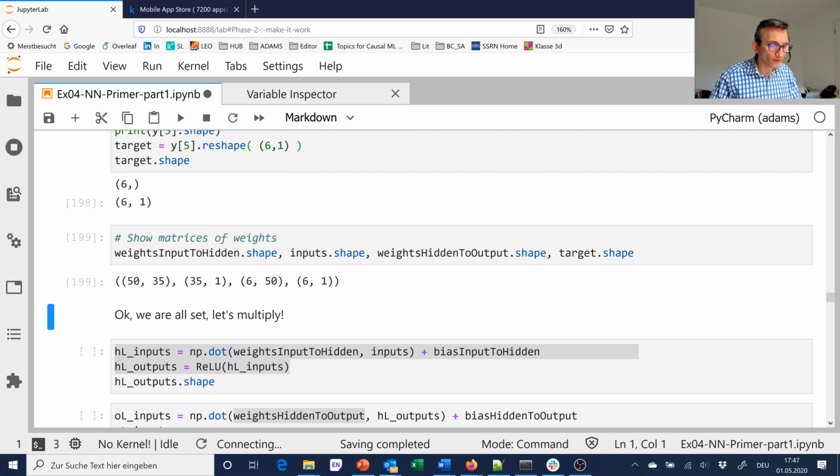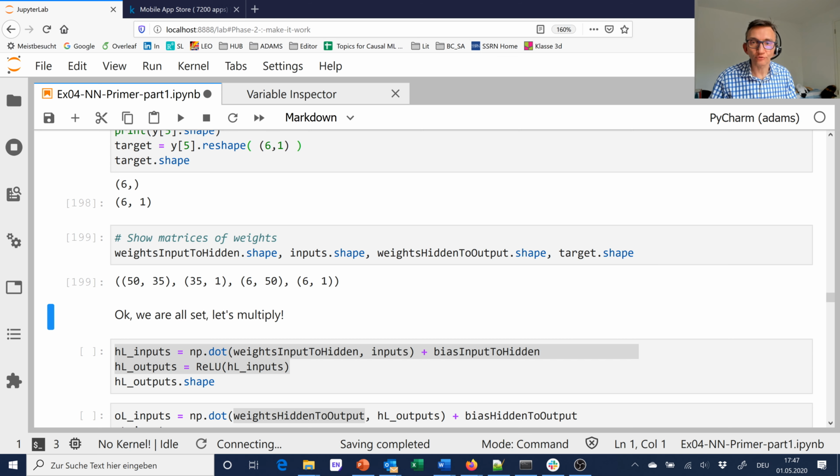We have weights from input to hidden layer, W, of dimensionality 50 by 35. We have our input data, which is 35 by 1. Weights hidden to output with dimensionality 6 by 50. And finally, our target, which has dimensionality 6 by 1.